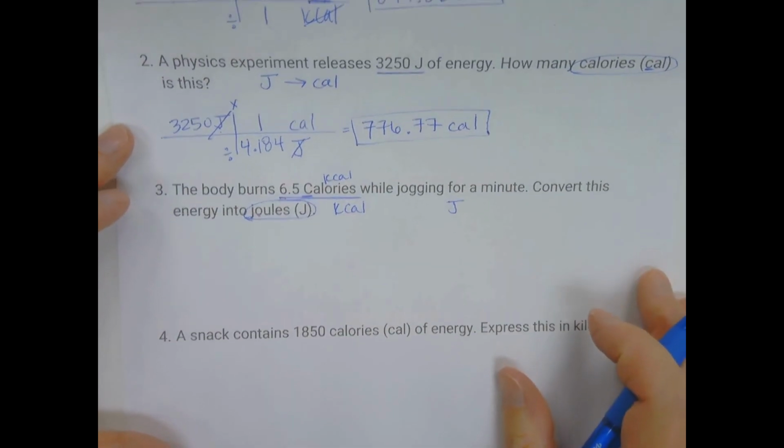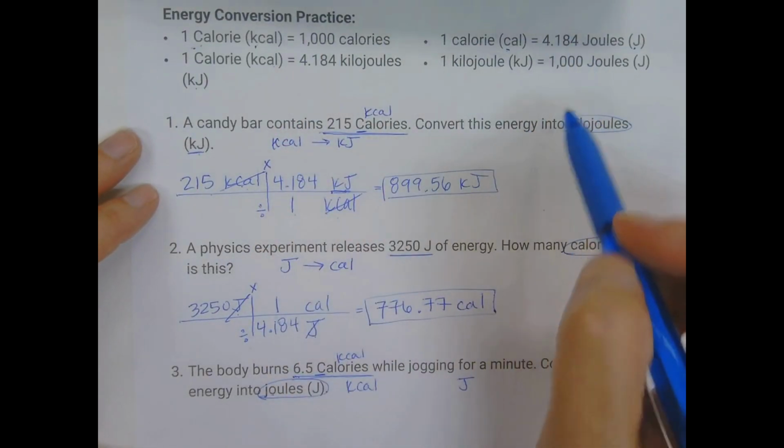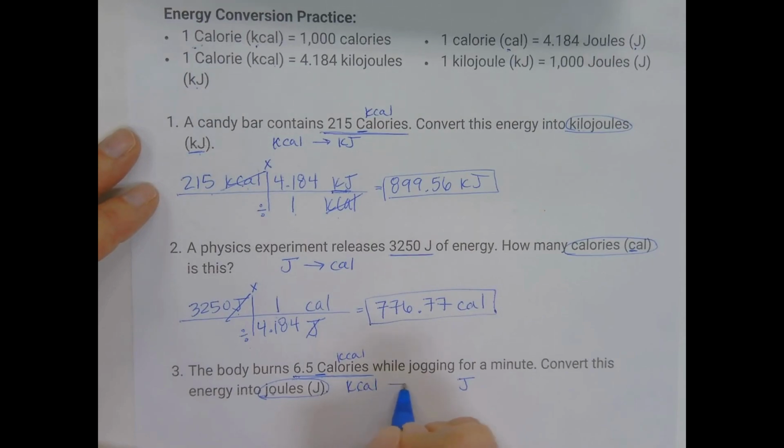The problem is that I don't have one of these bullet points or one of these conversions that goes directly from kilocalorie to joules. So that means I'm going to have to stop somewhere. So I can either go from kilocalorie to kilojoule and then to joule, or from kilocalorie to calorie and then to joule. It doesn't matter because you'll end up getting the same answer. So I'm going to go from kilocalorie to calorie and then to joule.